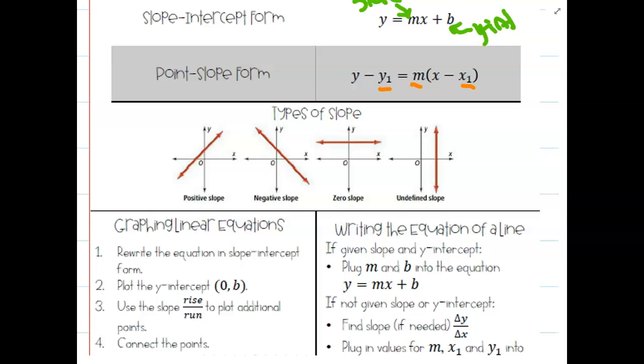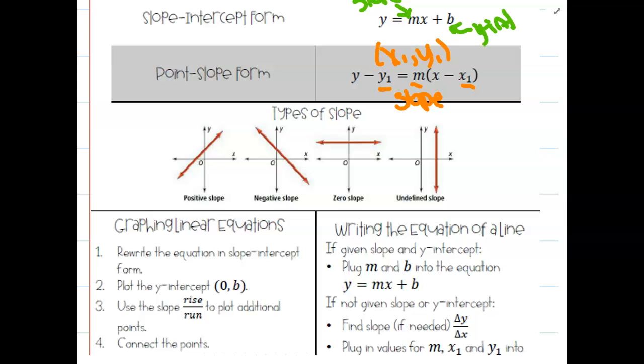Now, the number you plug in for m is going to be slope. The numbers that you plug in for x1 and y1 is going to be a point. So they're going to give you some kind of information that says, this line has a slope of this, and it passes through this point. How point slope form works is it takes that point, that x and that y, and it plugs it into the equation. Super easy. I know it looks complicated, but you literally plug the numbers into the equation, and you have the equation of the line.